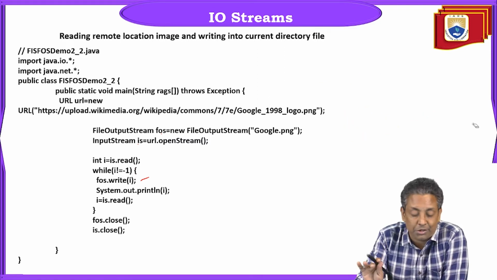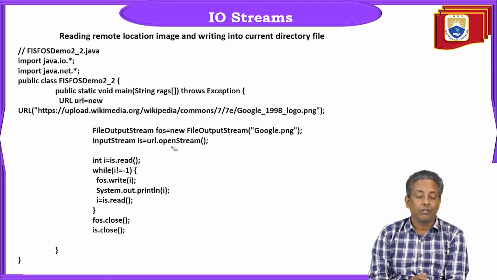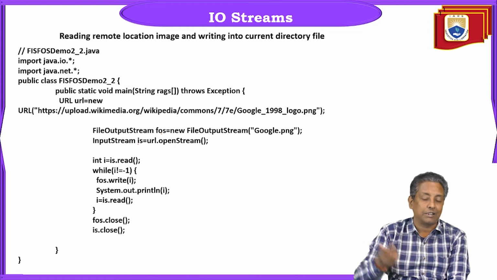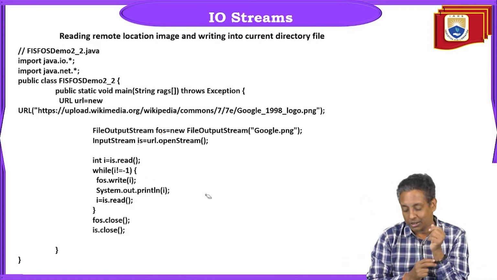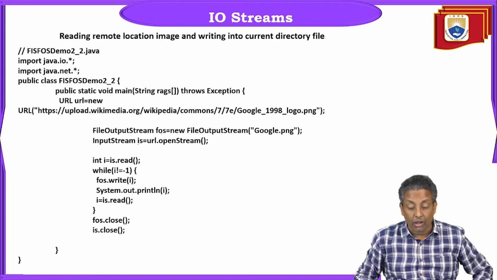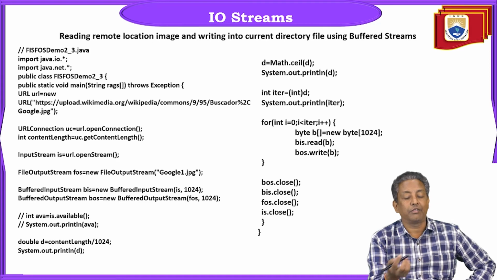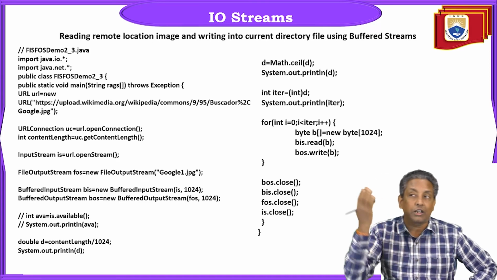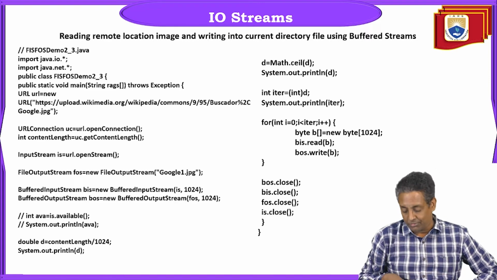Because applications run very fast, the moment you start the application it will end. If you want to see the difference in how each byte is read, you write Thread.sleep here, and you will come to know how slow the process is. So in order to overcome that, I did one more example: reading a remote location image and writing into our current directory file using buffered streams.